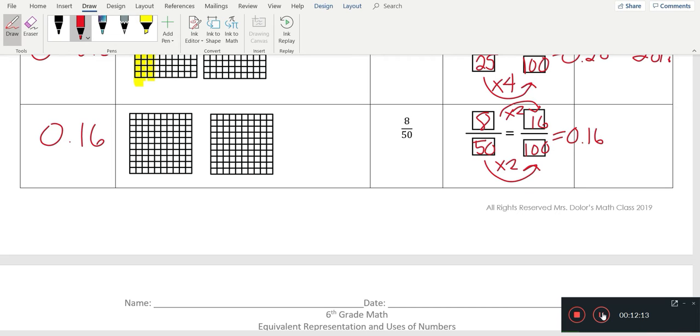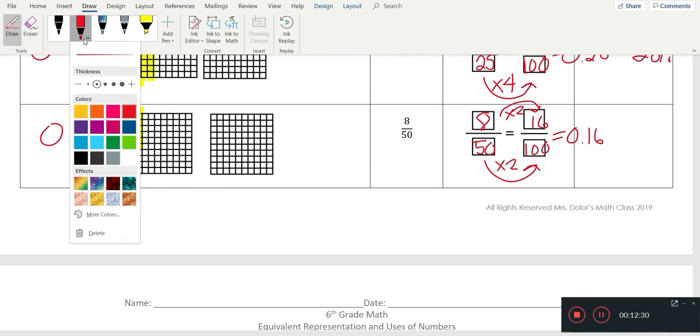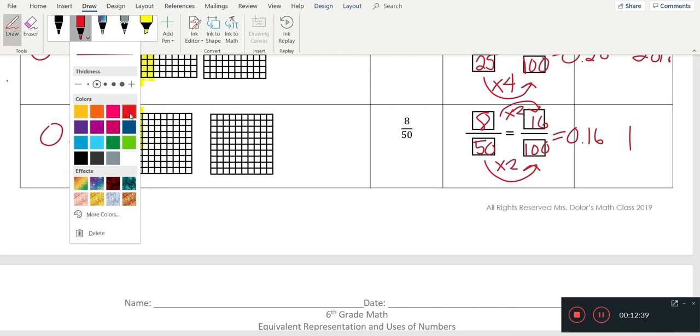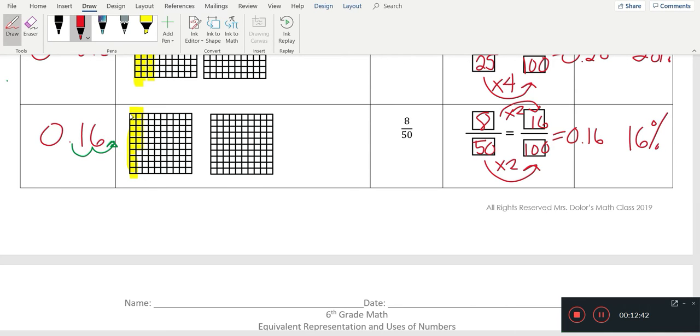So 16 hundredths means we're going to color 16 here. So 10 all the way to 6. Okay, so that's 16. Therefore, if we move our decimal places to the right to make it a percent, 1, 2, we have this as 16%. So 8 over 50 is equal to 16 hundredths or 16%.